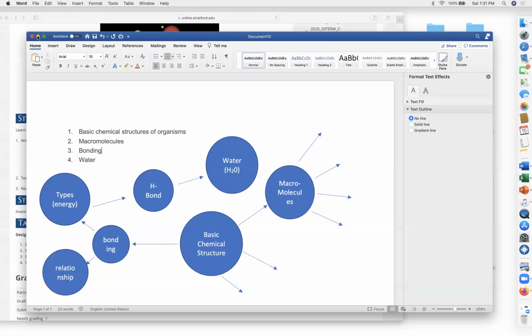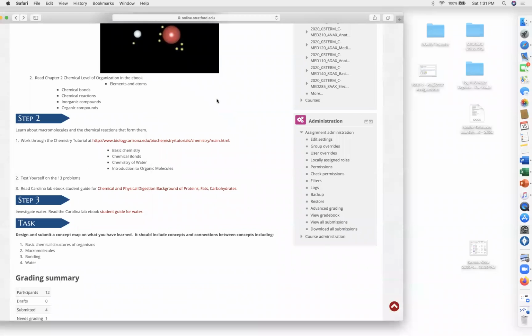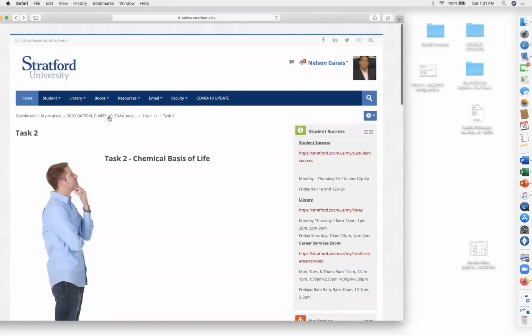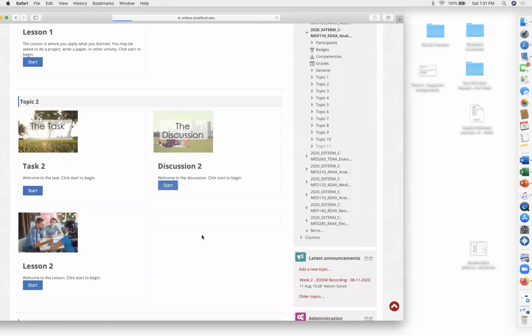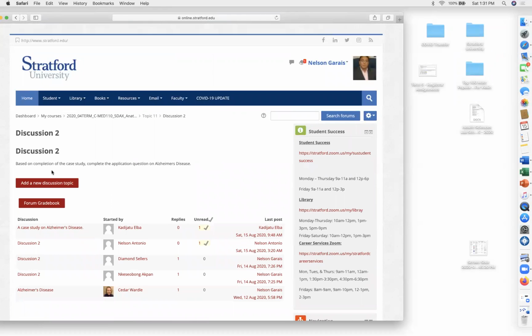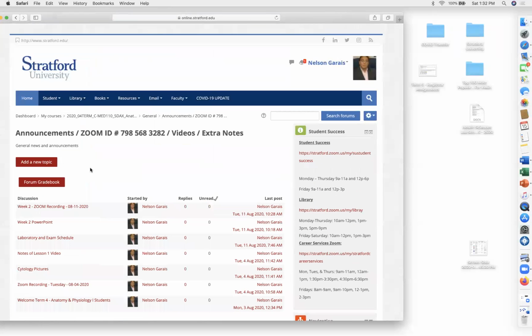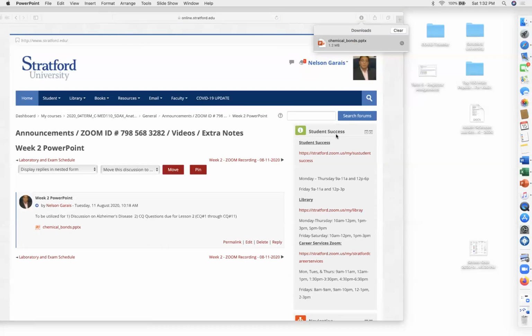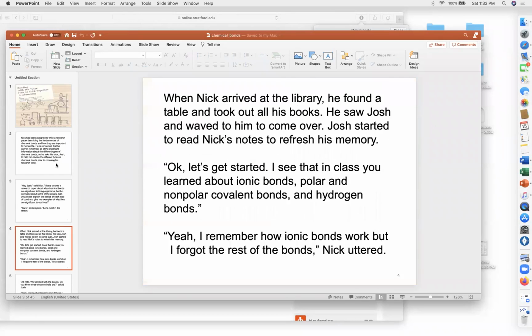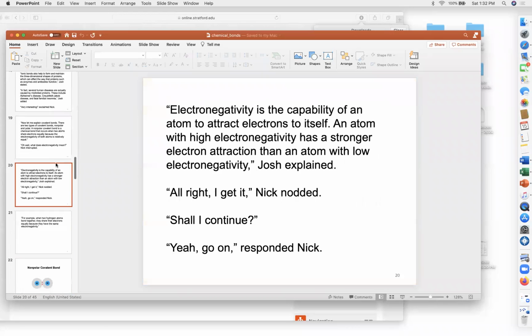So let's give an example. Let's say you're doing your discussion for next week, discussion 2. Based on the completion of the case study, complete the application question on Alzheimer's disease. I believe I put the PowerPoint in there, yeah, here it is. When you look at the PowerPoint, you go to the very end, and there's a discussion piece on Alzheimer's.